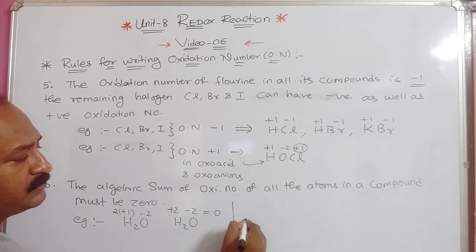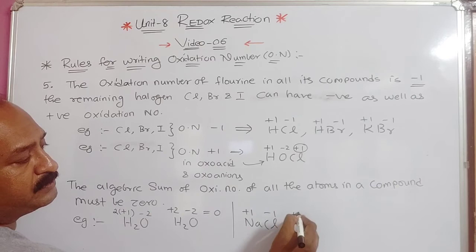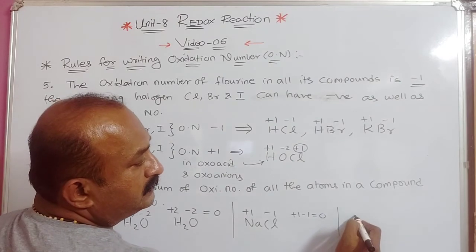Now suppose you take another example, NaCl. Na is +1 and chlorine is -1. What is +1 and -1? It is equal to 0, which means the algebraic sum is 0. Understood this part? So this is a simple example. It is not only this I am talking about.